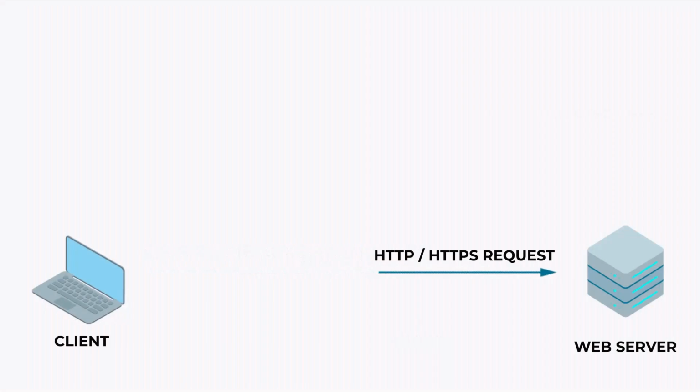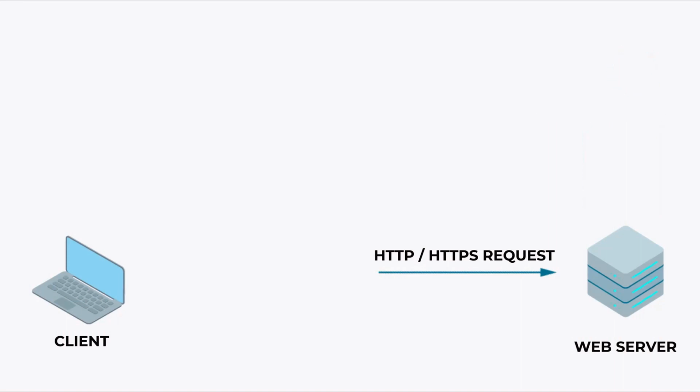For example, is it a GET request or a POST request? It checks if the requested content is static, like HTML, or whether it requires dynamic generation, like PHP or Python. The next step is fetching or generating content. If the requested content is a static file, the server simply retrieves it.